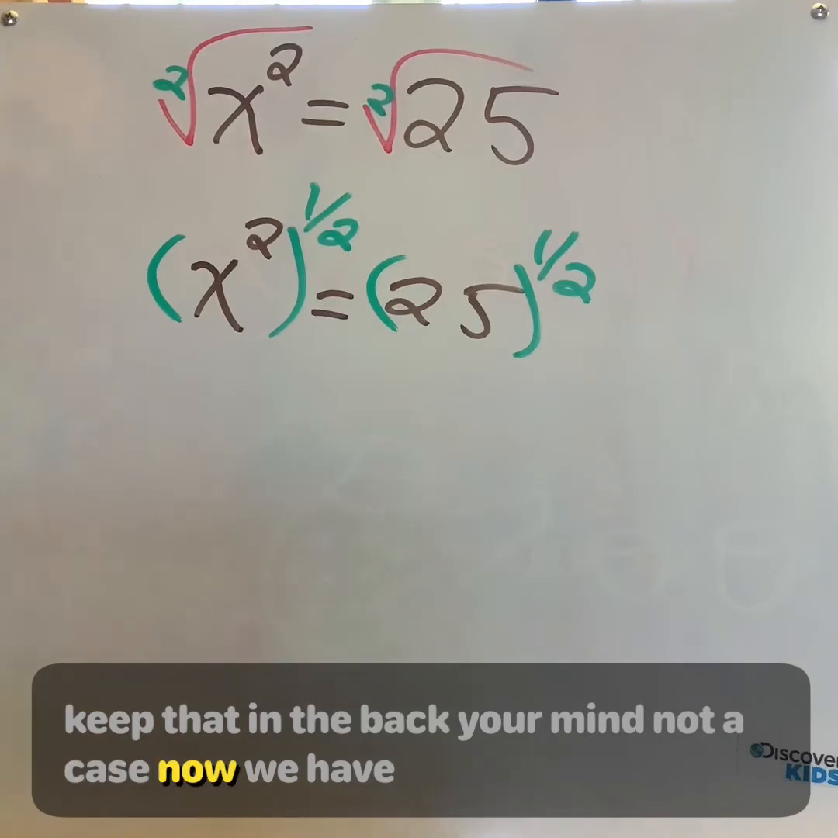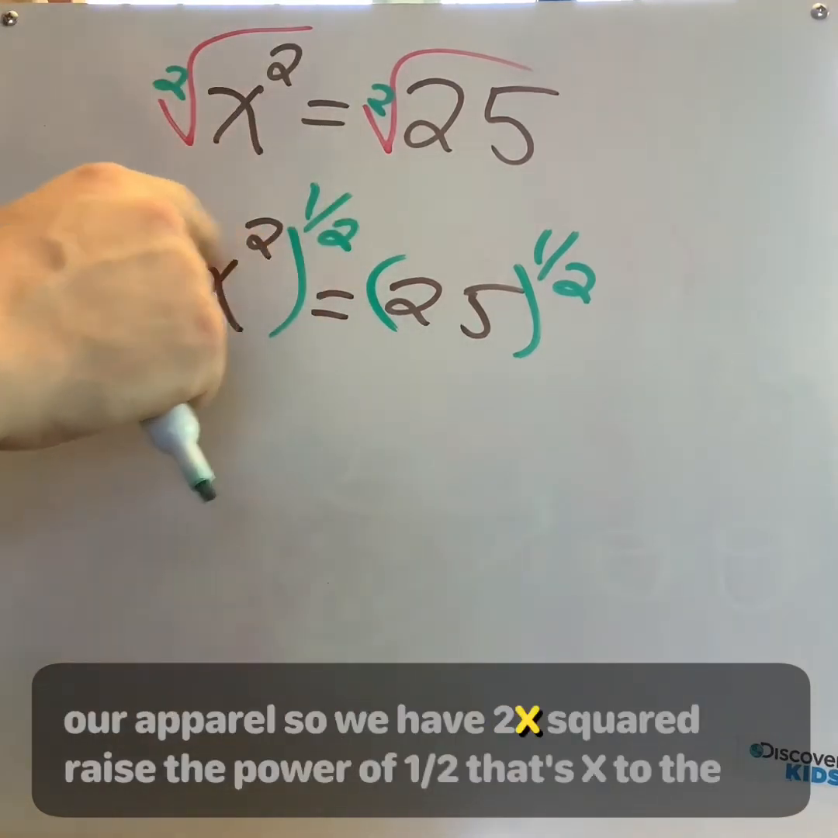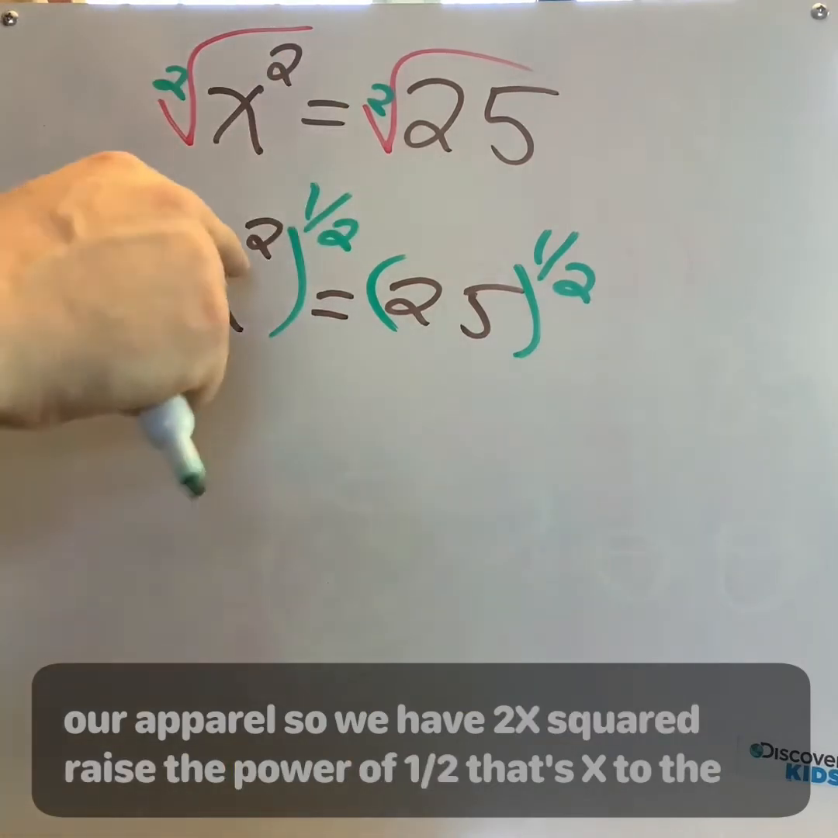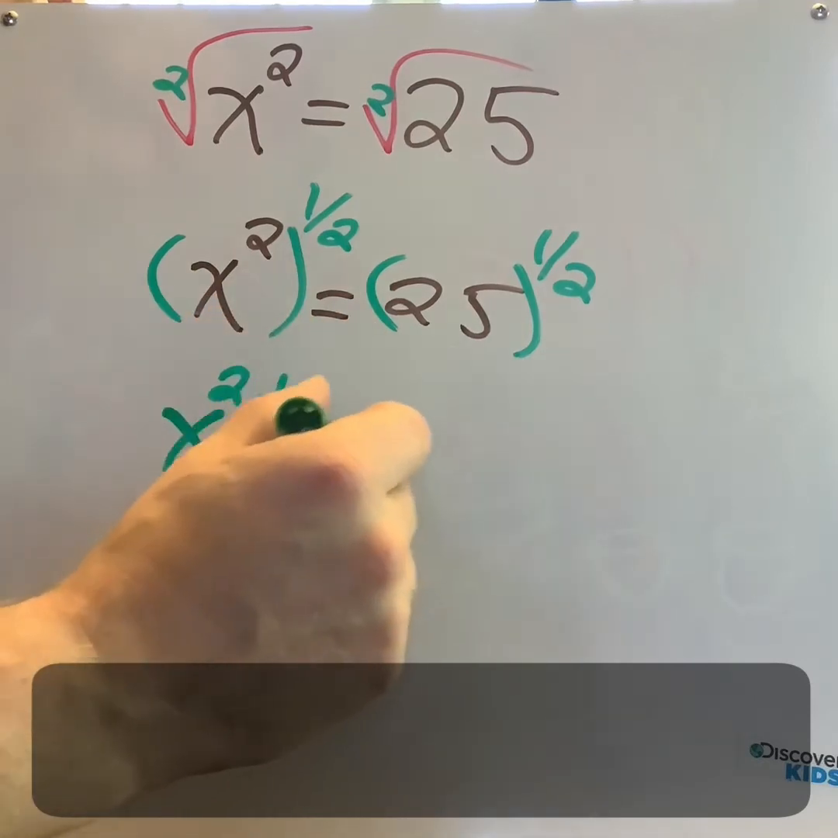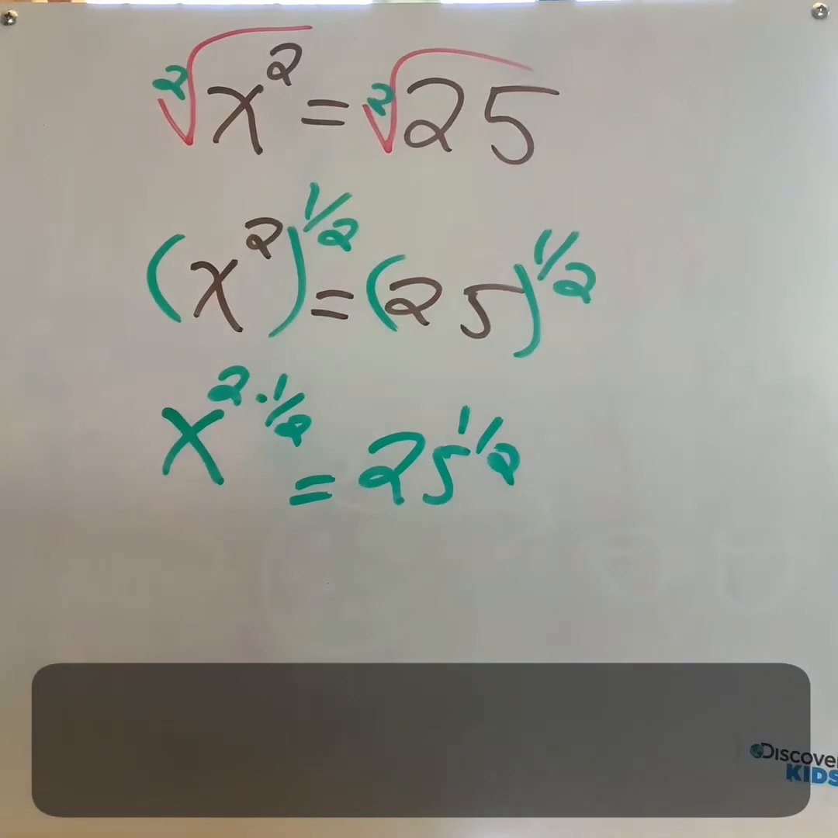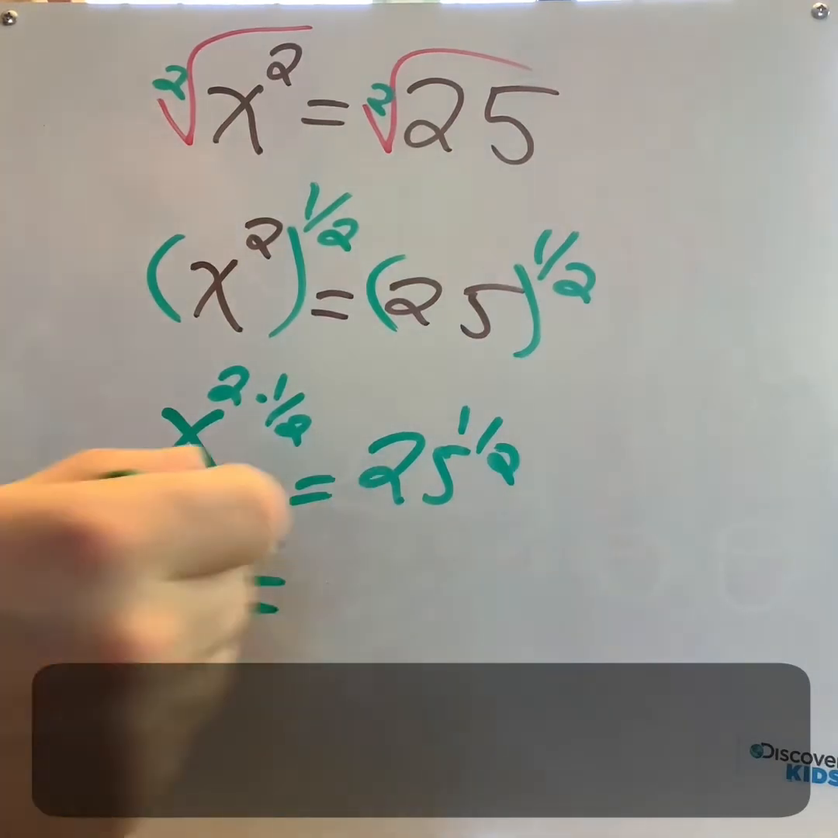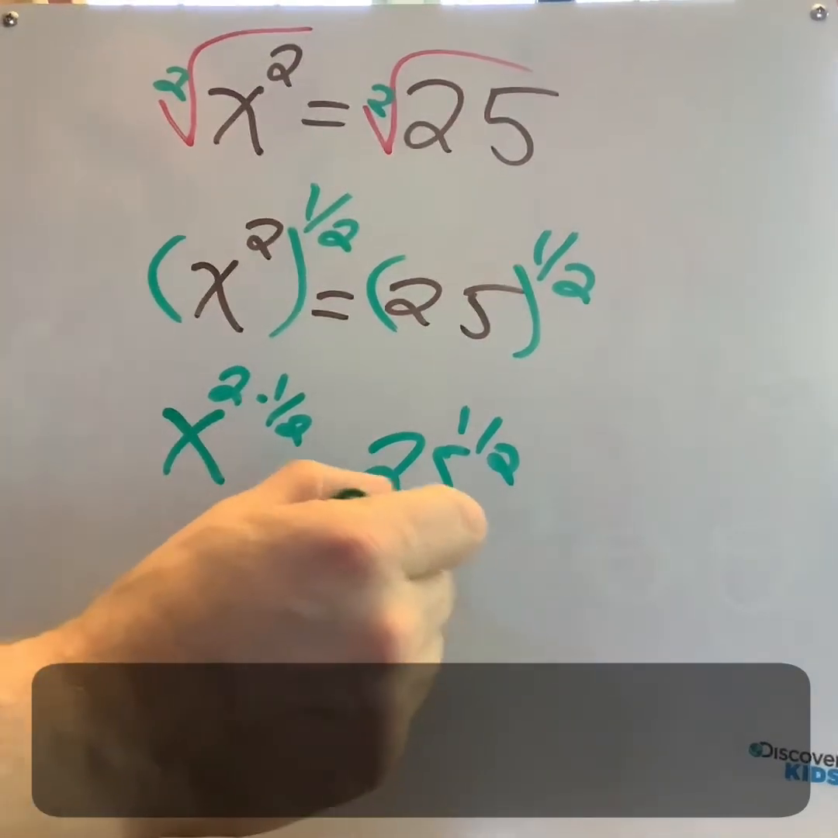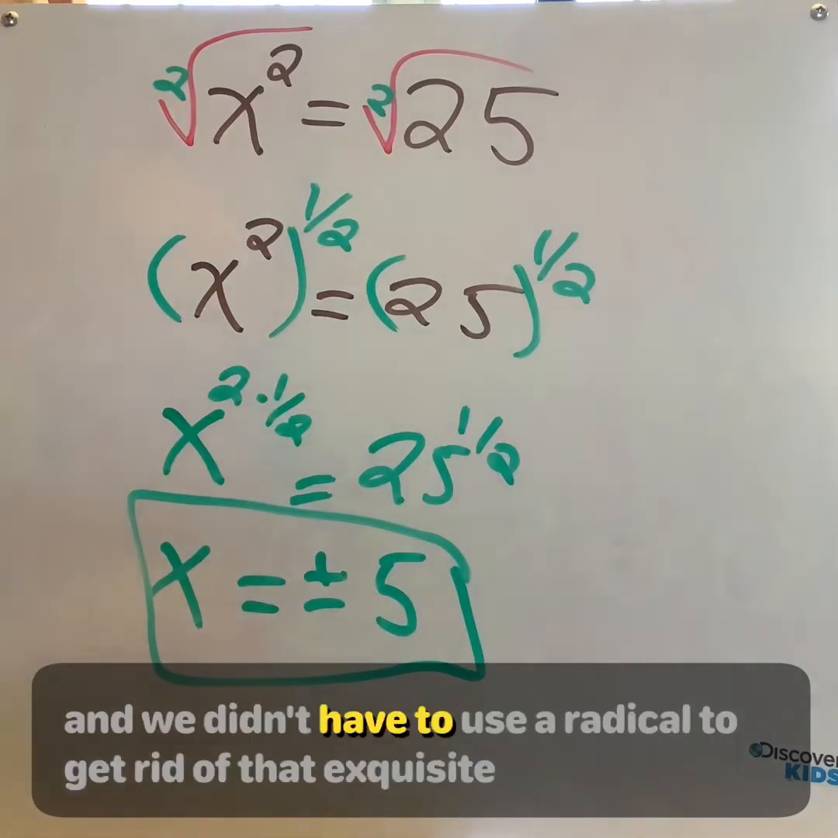In any case, now we have a power rule. So we have x squared raised to the power of 1/2. That's x to the power of 2 times 1/2, is equal to 25 to the 1/2. Well, 2 times 1/2 is just 1. So we get x all by itself. And 25 to the 1/2 is just the square root of 25, which we know is plus and minus 5. So we end up getting the same answer, and we didn't have to use our radical to get rid of that x squared.